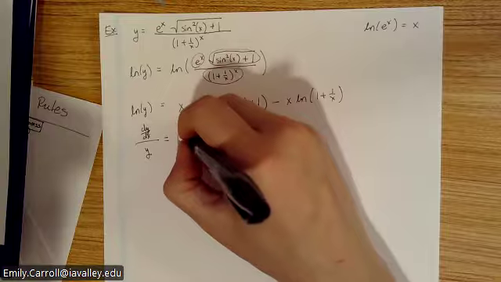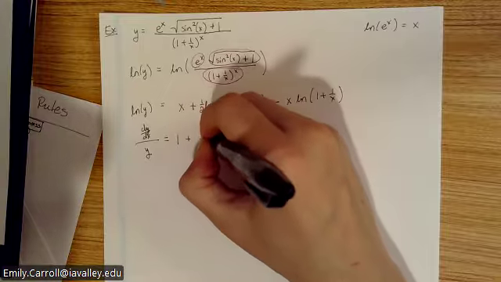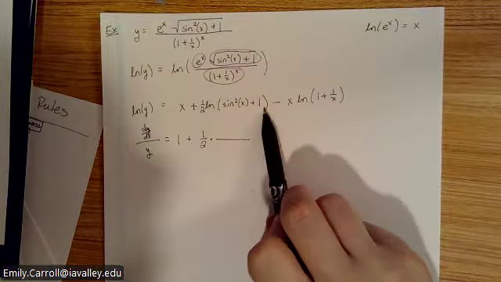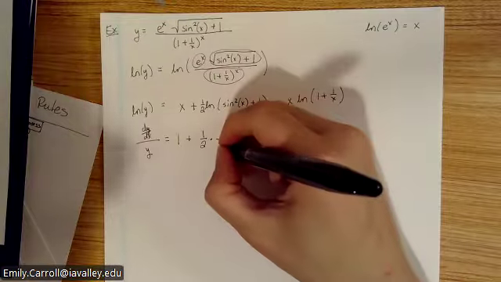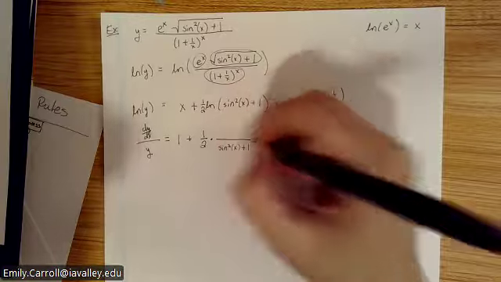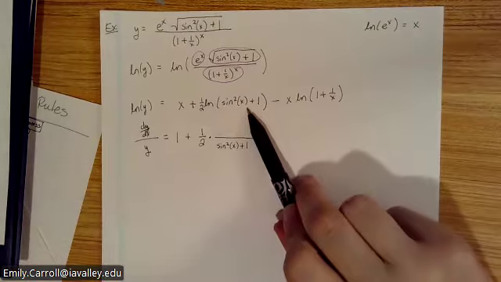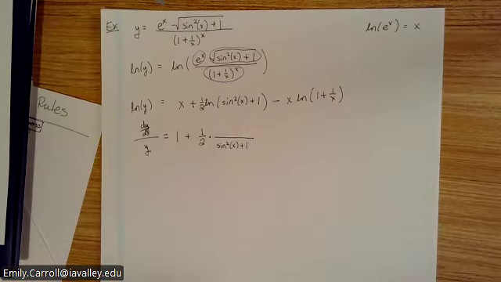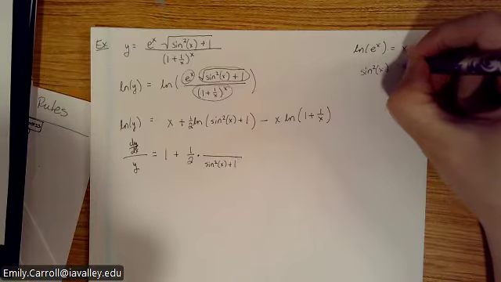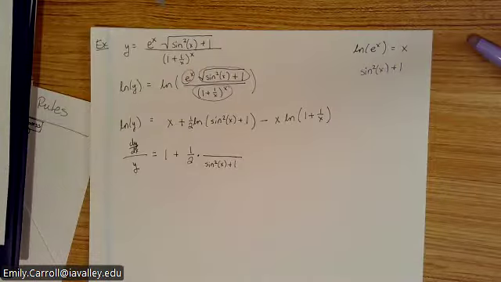1 plus 1/2 times, inside goes on the bottom, derivative of the inside goes on top. Okay, so sine squared x plus 1.